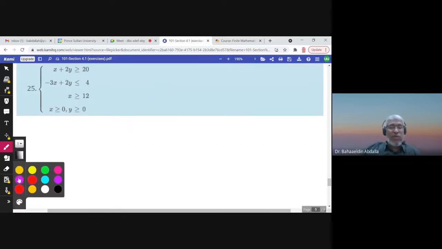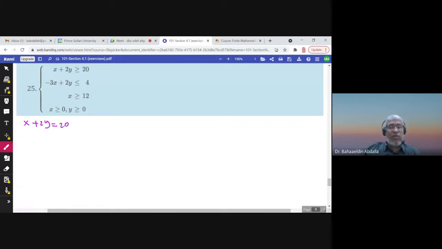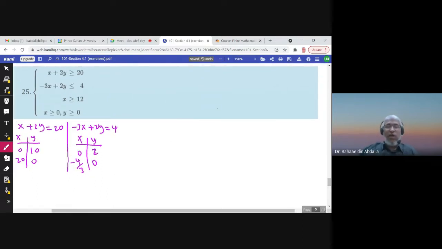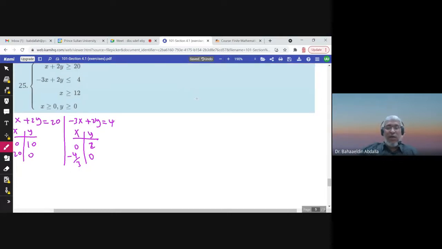So let us start by graphing the line x plus 2y equals 20. Well, if x is 0, y is 10, and if y is 0, x is 20. The second line, negative 3x plus 2y equals 4. If x is 0, y is 2. And if y is 0, x is negative 4 over 3. The last line, x equals 12, is easy. We know the graph of this line. It's a vertical line.